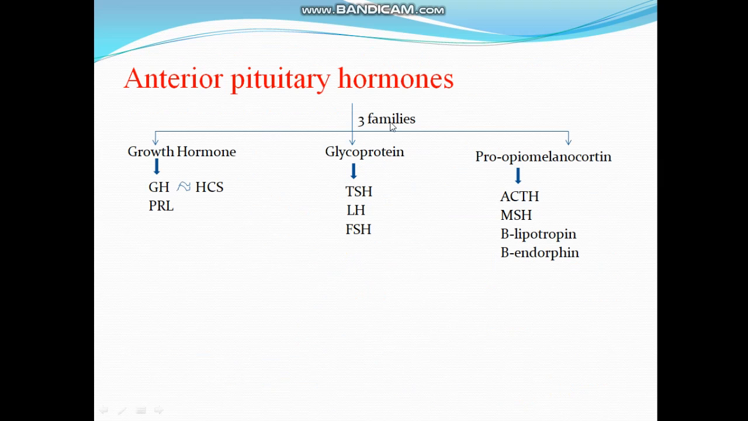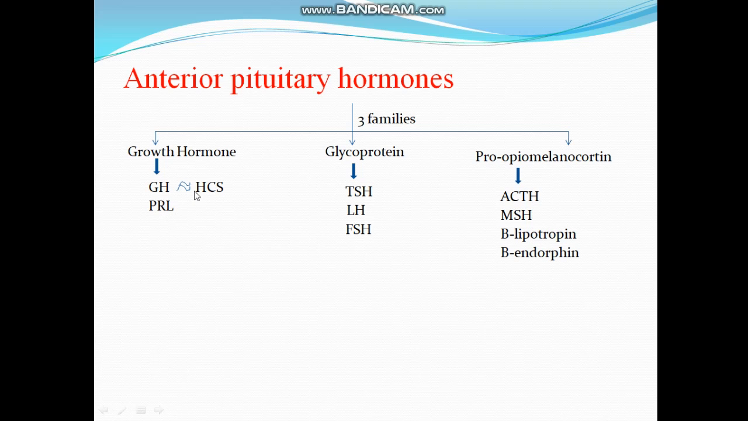Now come to the anterior pituitary gland proper. The anterior pituitary gland secretes three families of hormones. One is called growth hormone, the second is the glycoprotein category of hormones, and the third is the pro-opiomelanocortin hormones. In the growth hormone category there are growth hormone and prolactin.